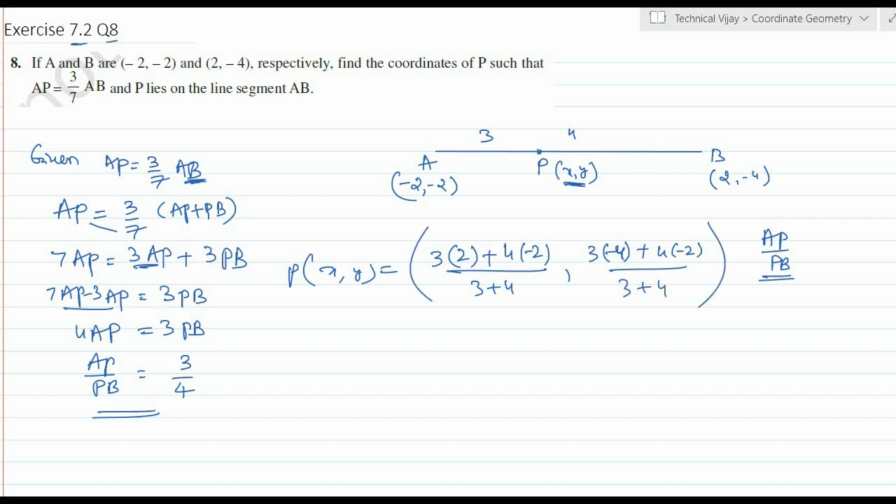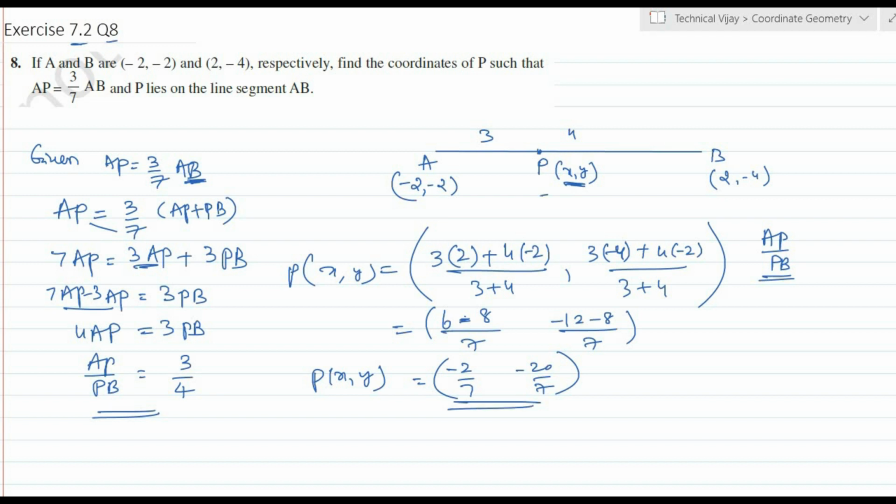So these are the coordinates. Now here, 6 minus 8 is minus 2, divided by 7. And minus 12 minus 8 is minus 20, divided by 7. Okay, so these are the coordinates of P(x, y): minus 2 by 7 and minus 20 divided by 7. These are the coordinate values.